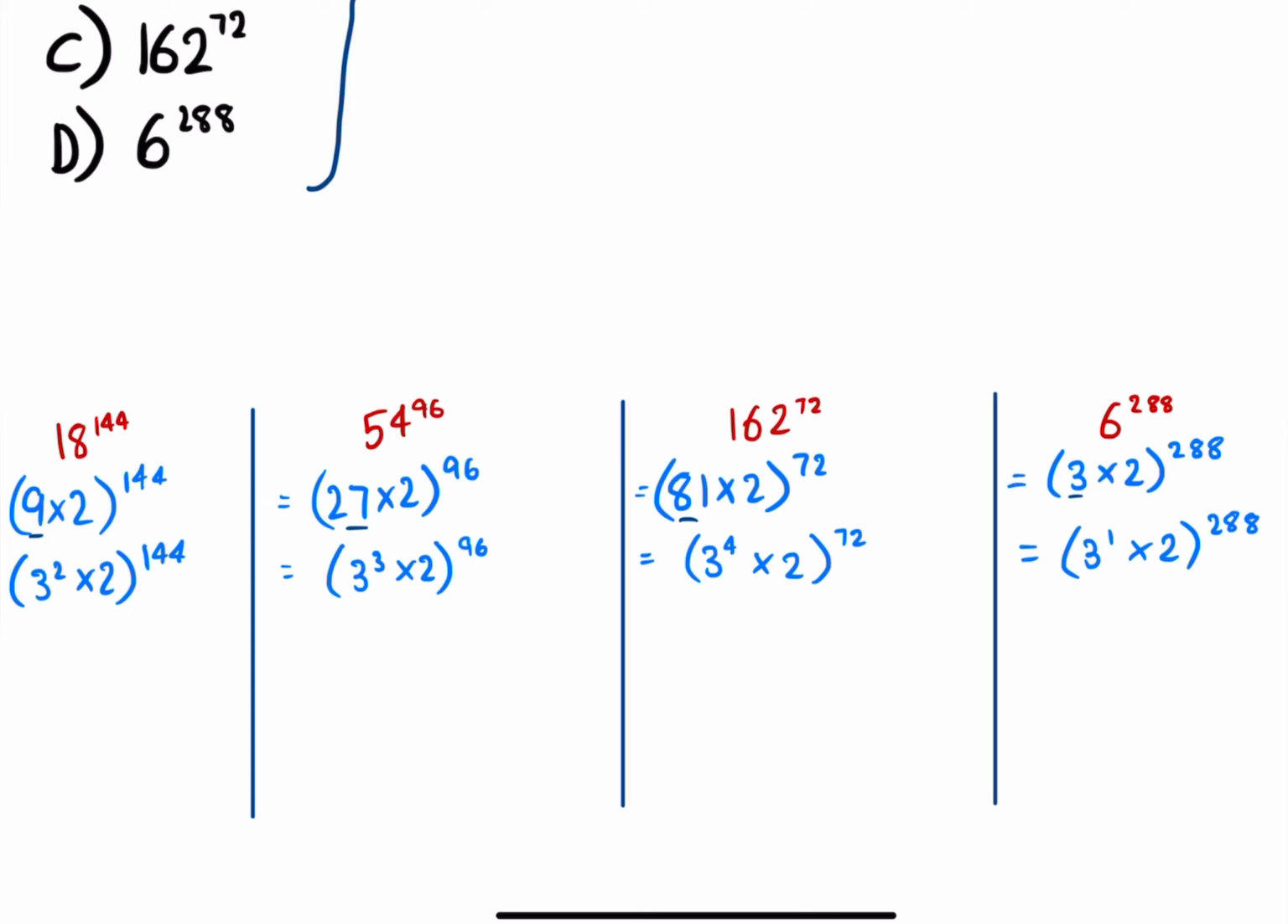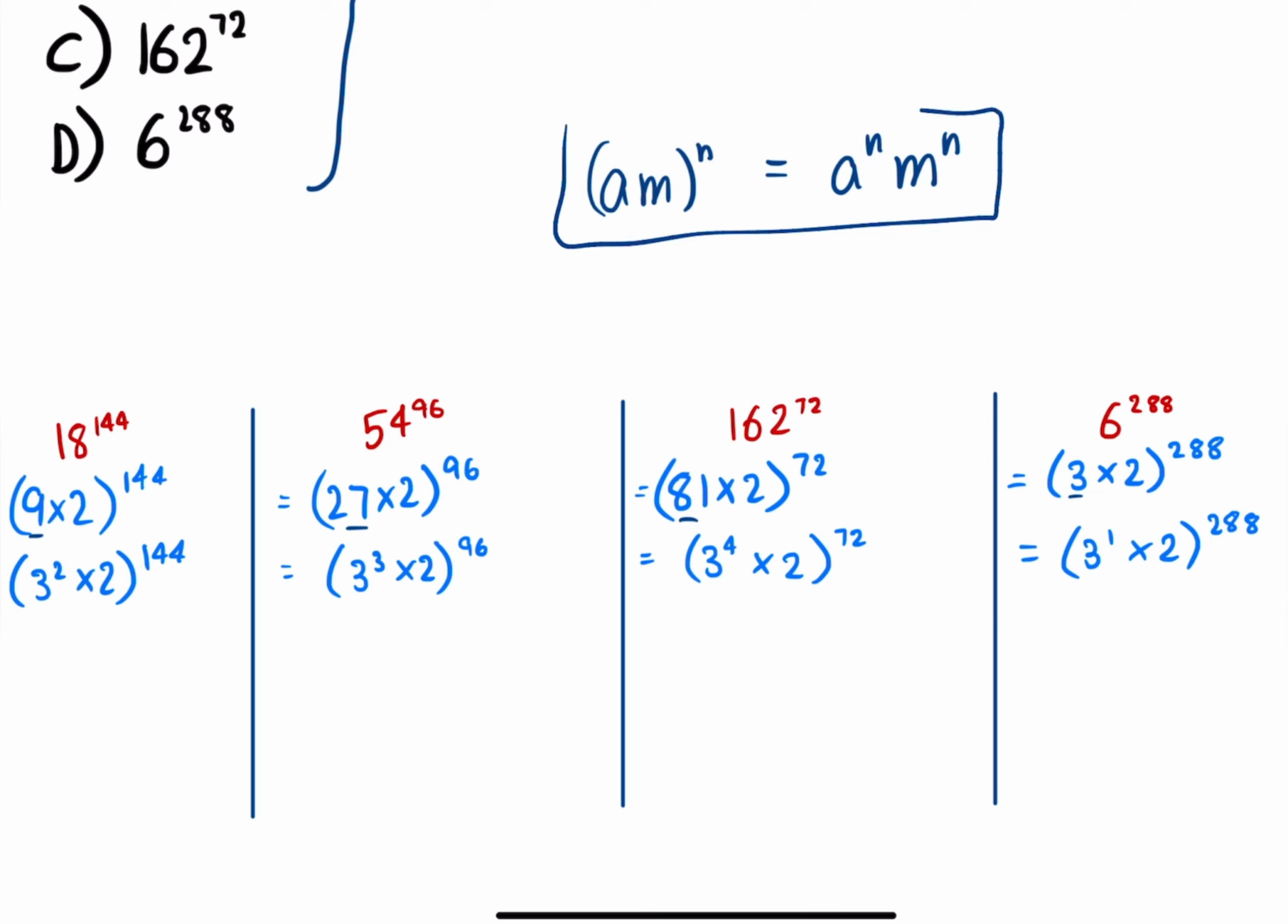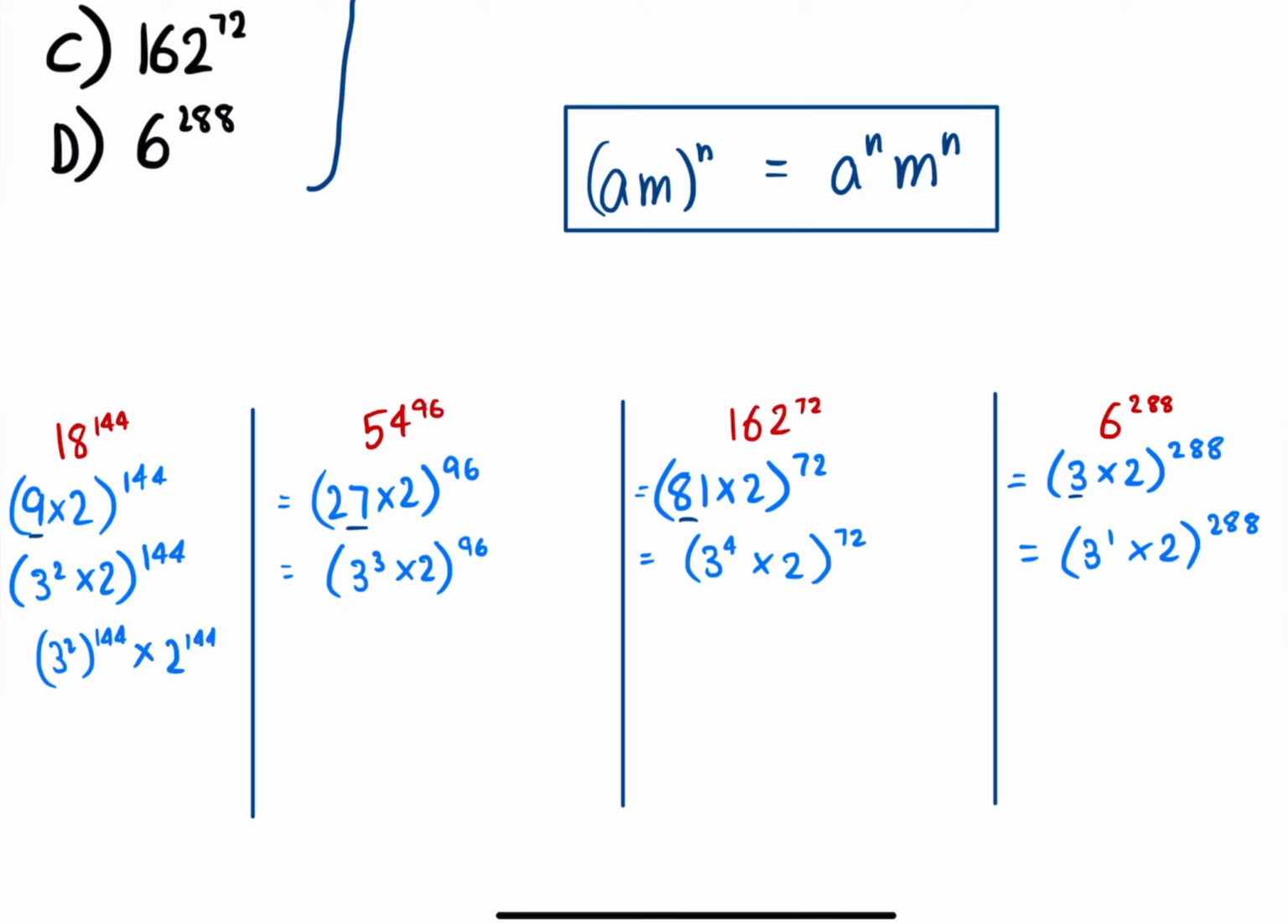So what we're going to do now is look at a couple of rules of exponents. One rule is that a times b raised to the power n is the same thing as a raised to the power n times b raised to the power n. We're going to be using this rule on most of these products. So we're going to do the first one, which is 3 squared raised to the power of 144 times 2 raised to the power of 144.